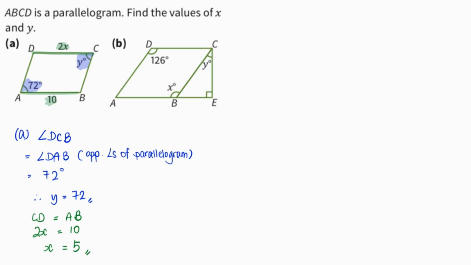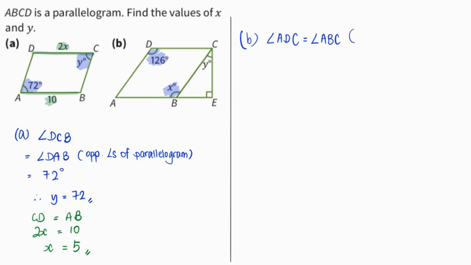Alright, let's move on to part B of this question. We're going to solve for part B as well. Okay, so for part B, since ABCD is a parallelogram, applying what we did previously, angle ADC is equal to angle ABC.